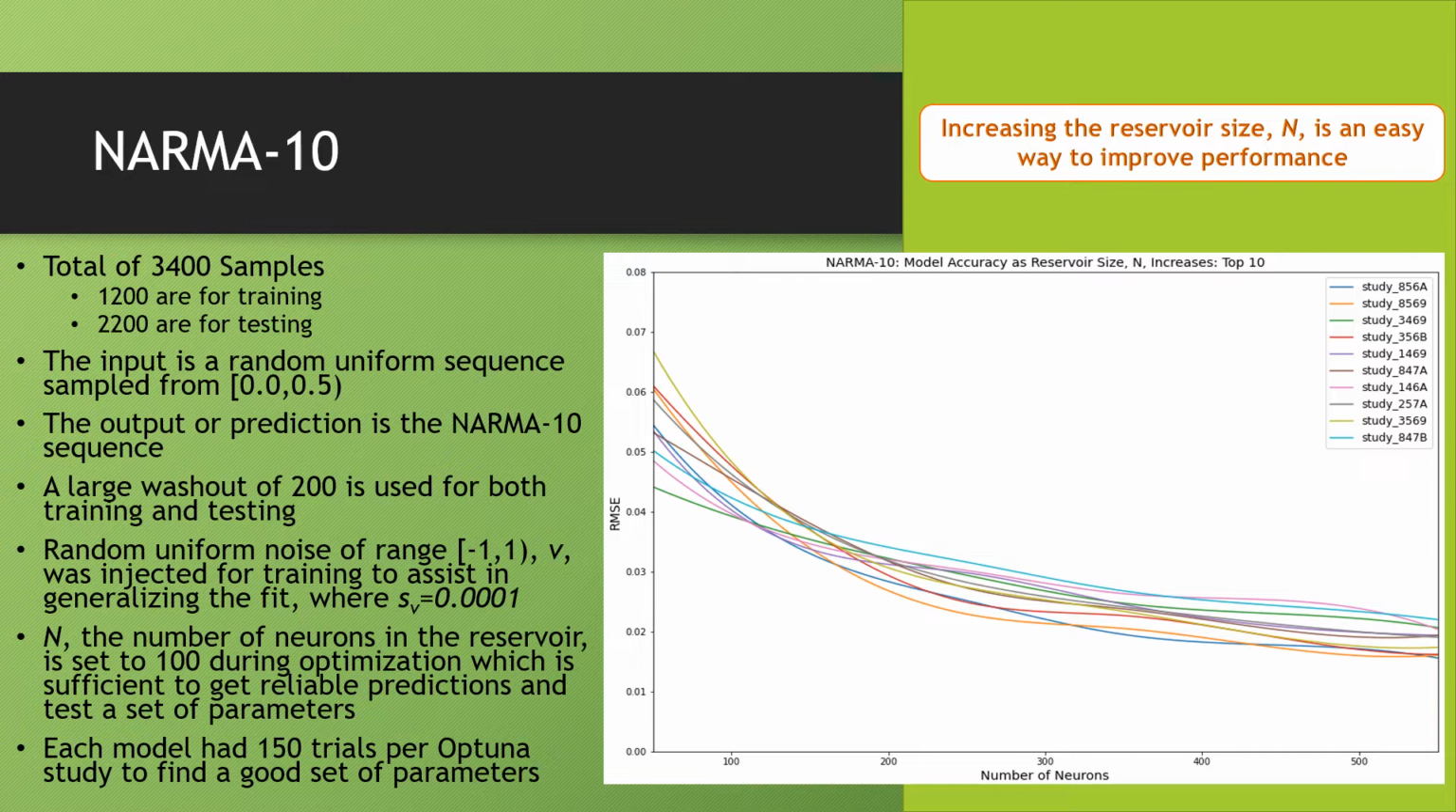To train the model, the NARMA 10 input was fed to the reservoir for 1200 timesteps, where 200 were washed out. Noise was also injected to help generalize the fit, but note the regularization coefficient could have done that on its own. N was set to 100 during optimization, and afterwards we ran the reservoir for increasing N. One can observe here that for a good set of parameters, increasing N will decrease RMSE. Therefore, increasing the reservoir size N is an easy way to improve performance.